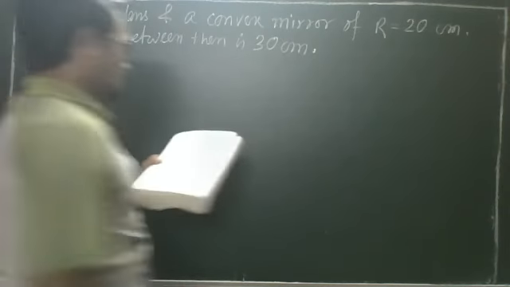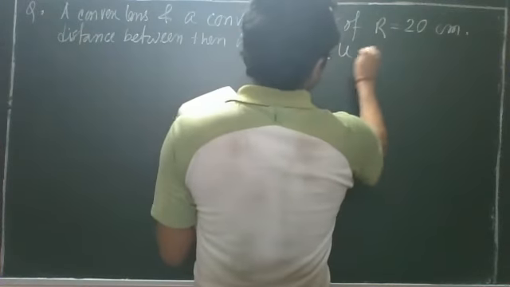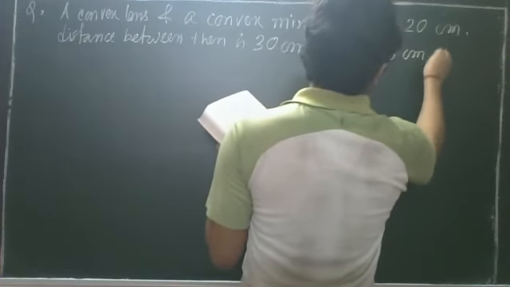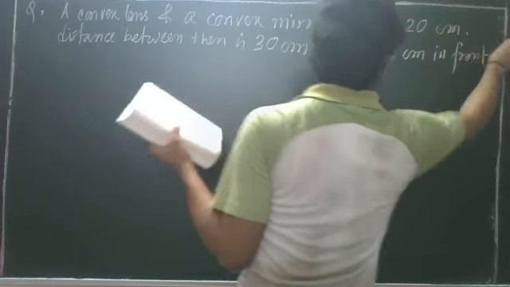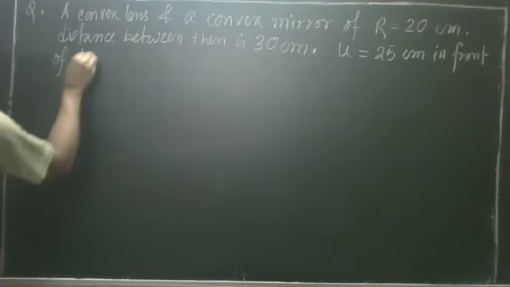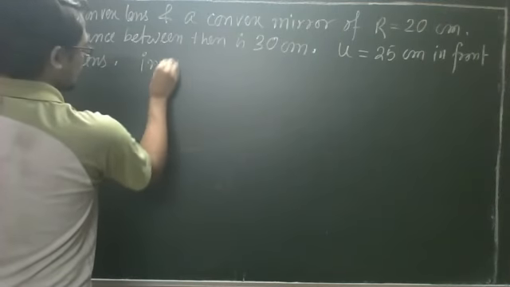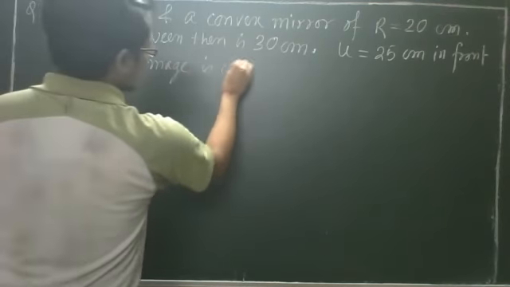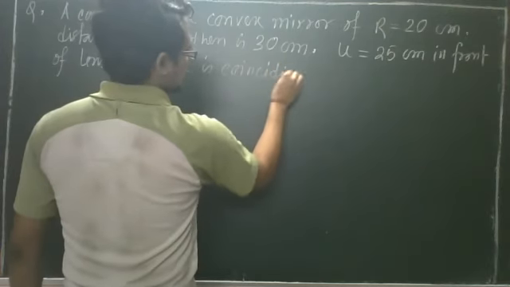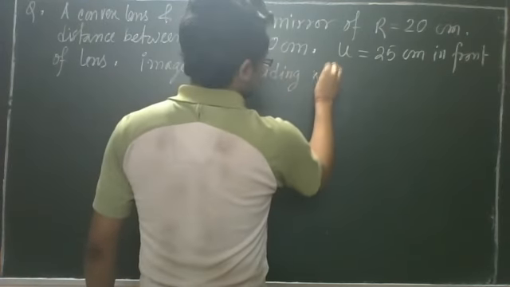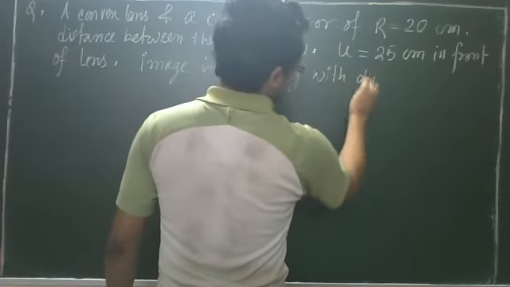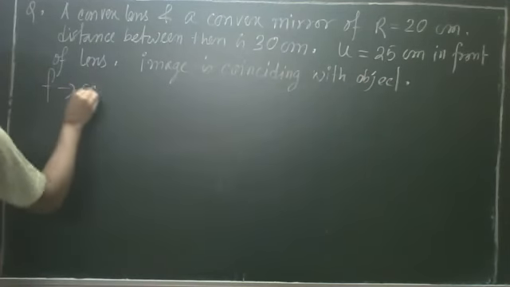Now an object is placed, u equal to 25. Object is placed at 25 centimeter in front of lens. And image due to this combination is coinciding with the object. Again, the same point we are getting. What will be the focal length of convex lens? We have to find f of convex.